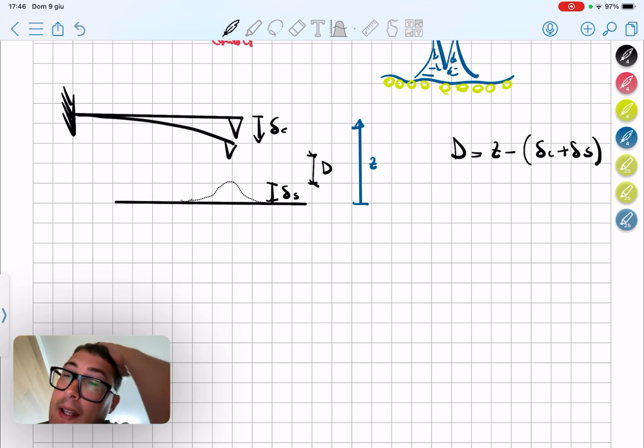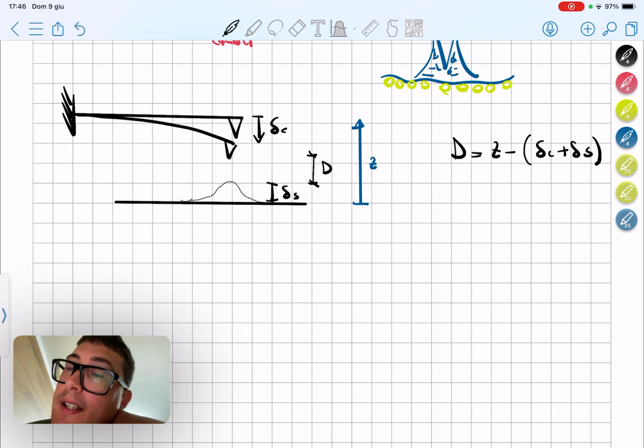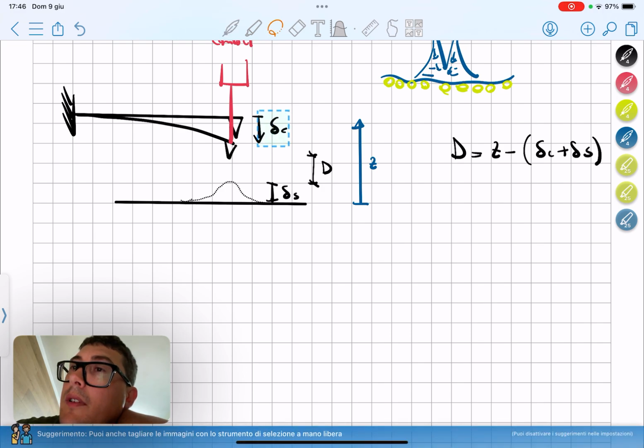But how do we measure it? We said last video that there is a laser beam pointing onto the head of the cantilever and reflecting. Let's do it this way.